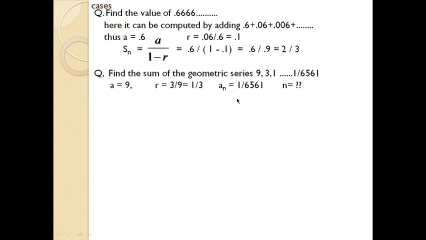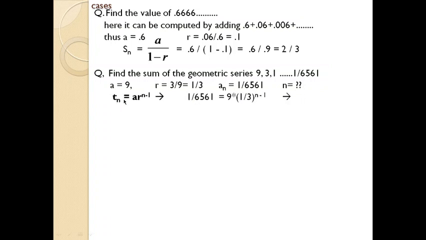In the question it is given An equal to 1 by 6561 and N is unknown. And we know that it is a case of the second equation where R is less than 1. So before going into the equation, understand that here the value of N is unknown. So without N, you can't apply it in the equation. So first of all, you need to find the value of N. So let's find the value of N. Once we get the value of N, you can go for that equation.